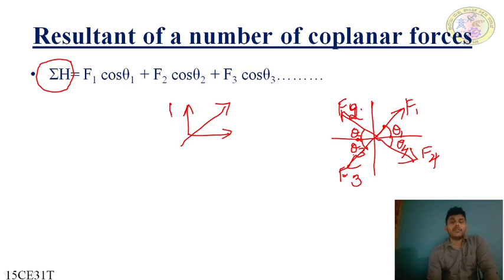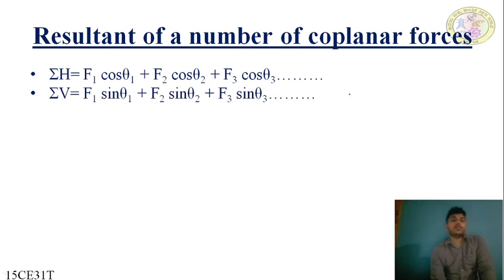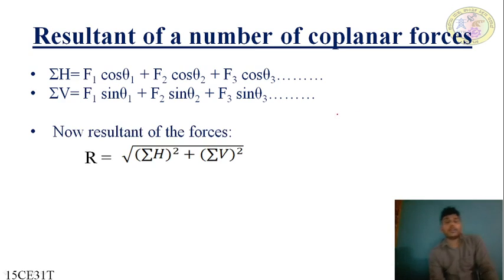In the same way, if we add all the vertical components, that is F1 sin theta 1, F2 sin theta 2, F3 sin theta 3, F4 sin theta 4, then we get sigma v. Sigma v equals F1 sin theta 1 plus F2 sin theta 2 plus F3 sin theta 3 and so on, in case of coplanar concurrent forces. The resultant force we get will be R equals square root of sigma h square plus sigma v square.